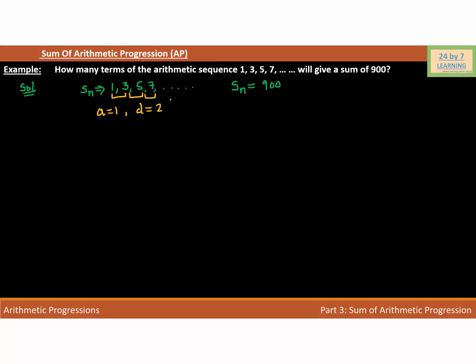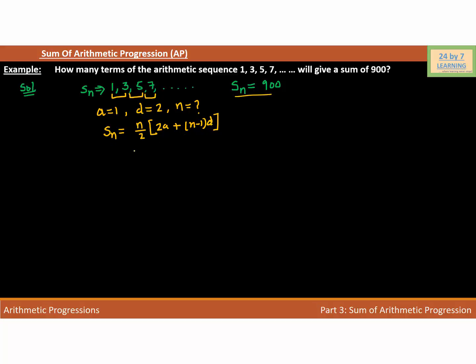And what we need to find is how many terms I need to add. So we are looking for n, and we don't know the value of that n. But Sn is given here as 900. If you remember, we have a formula for the sum of the first n terms of an arithmetic sequence: Sn is equal to n over 2, inside the bracket 2a plus, inside the bracket, n minus 1 times d. As you can see, a is 1, d is 2, we don't know n, and Sn is 900.